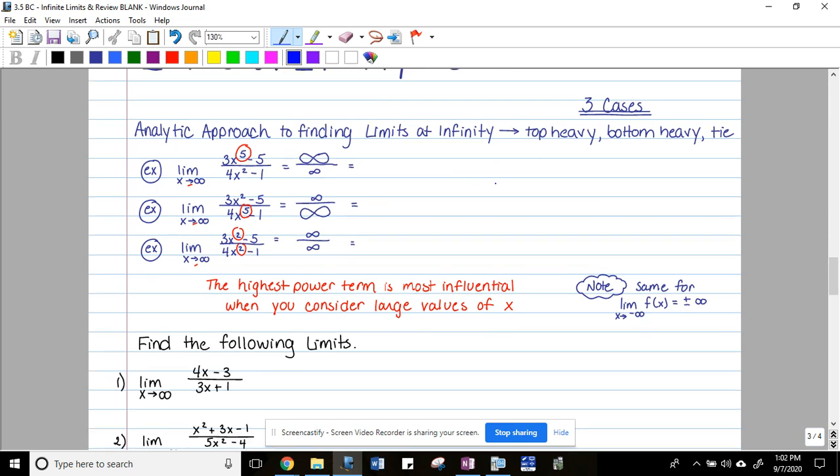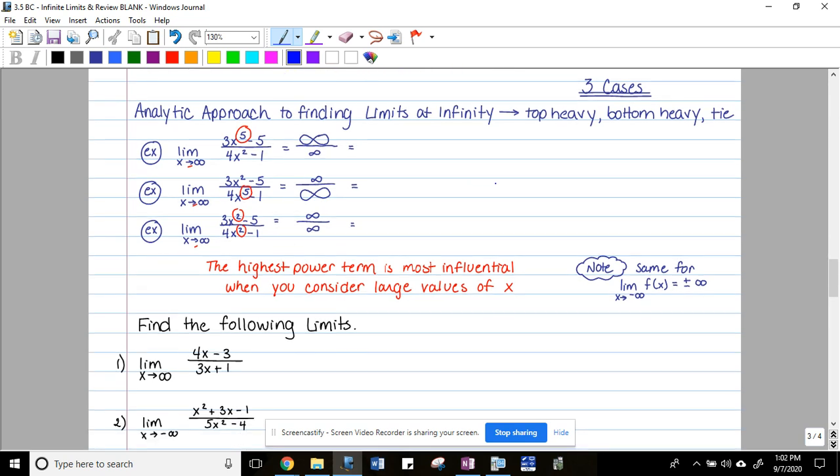So there are three cases. If you have a rational function, it could be top heavy, bottom heavy, or a tie. Finding a limit as x approaches infinity or negative infinity is just as simple as finding the horizontal asymptote, because the y value that the graph is approaching is equivalent to whatever that horizontal asymptote is.